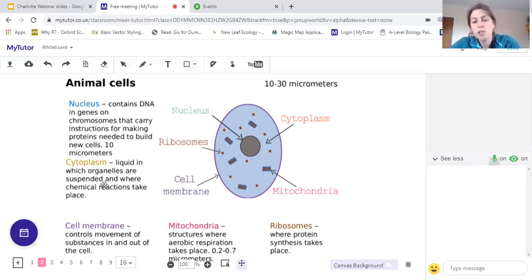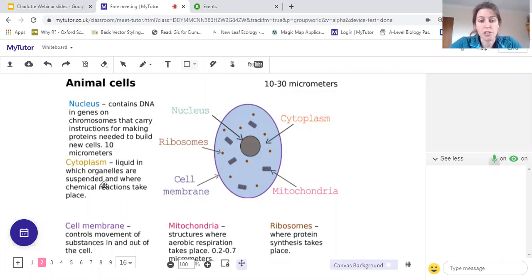Okay, so animal cells are about 10 to 30 micrometers in size. We are going to have a session on relative size and things like that. If you have a millimeter and you divide it by 1,000, you get a micrometer, and if you divide that by 1,000 again, you get a nanometer. So they are very, very small.